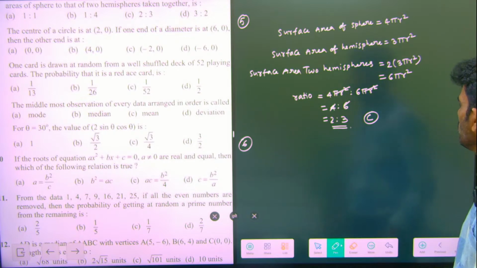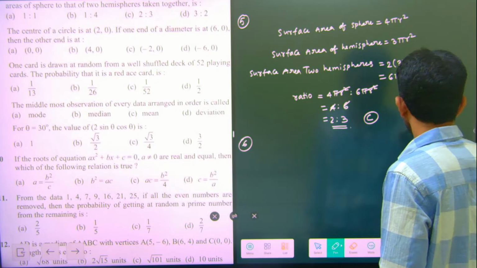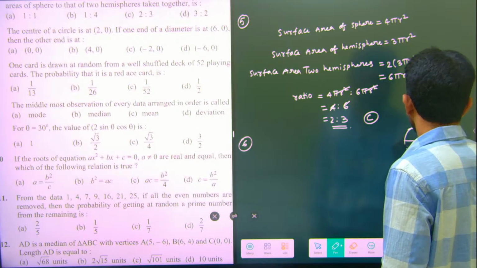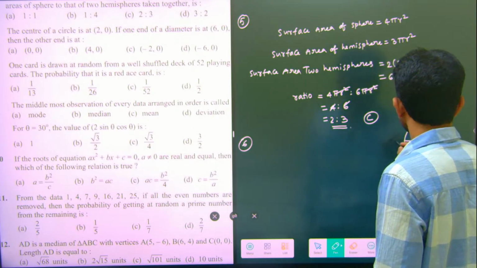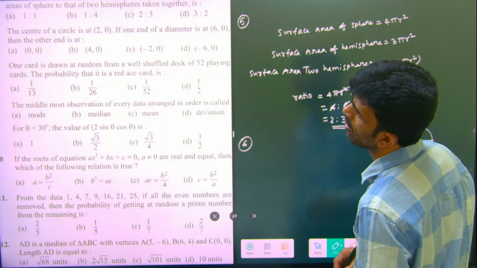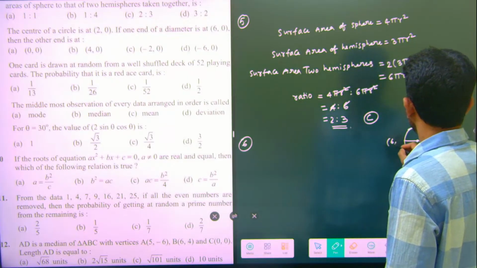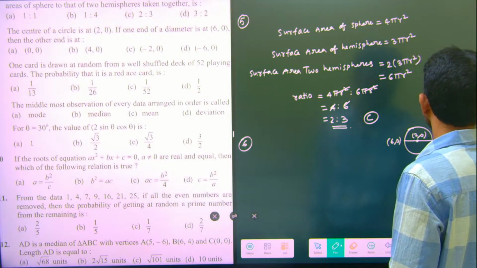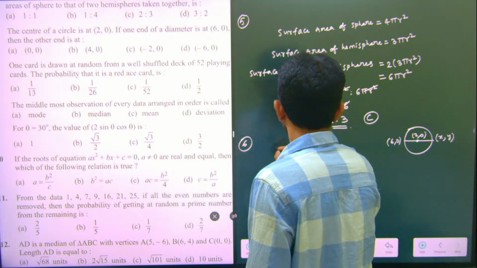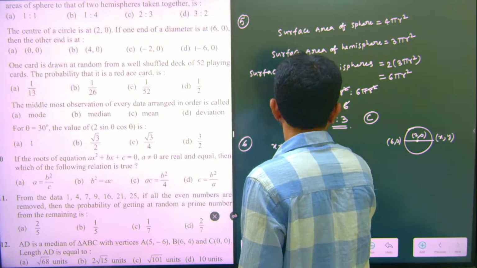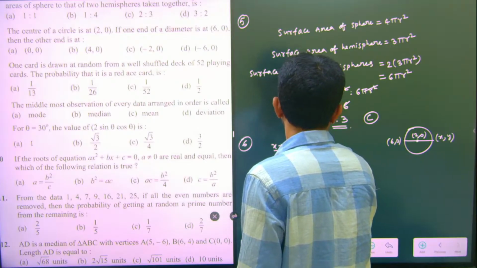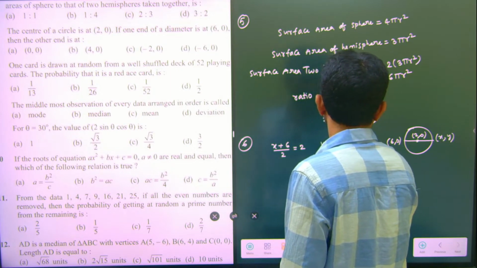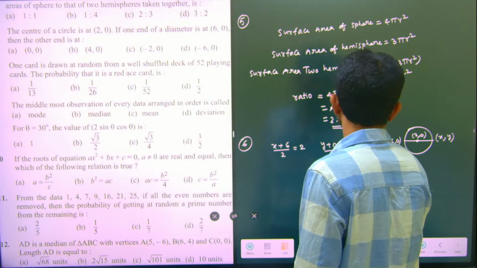Which formula we have to use here? Now it is a circle. One end of the diameter is given and center is given. Center is at 2 comma 0. One end of the diameter is 6 comma 0. So we will take the other end of the diameter as x comma y. Now the midpoint formula we have to use. X plus 6 by 2 is equal to 2 and y plus 0 by 2 is equal to 0.